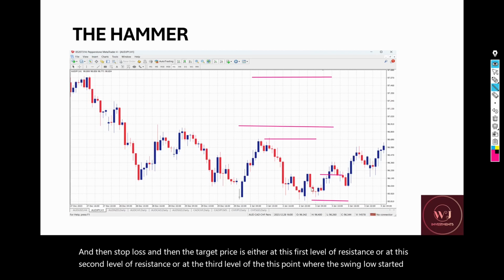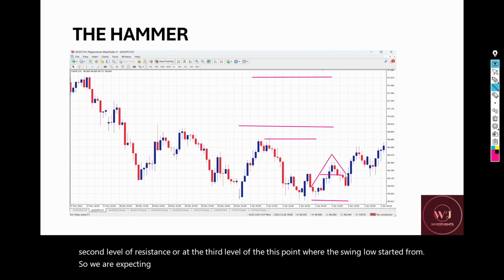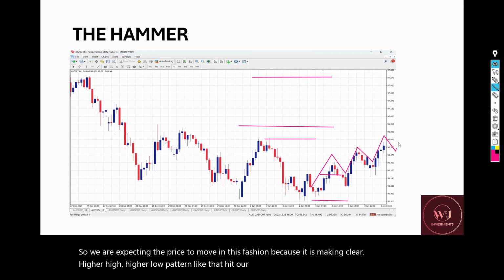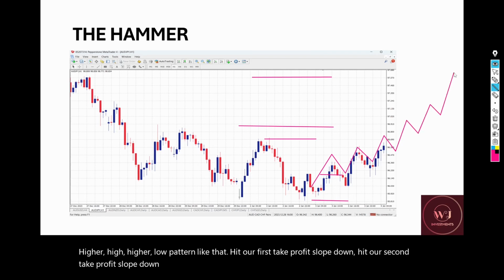So we are expecting the price to move in this fashion, because it is making a clear higher low pattern like that. Hit our first take profit, slope down, hit our second take profit, slope down, and then it would still continue to come and fill in this gap.